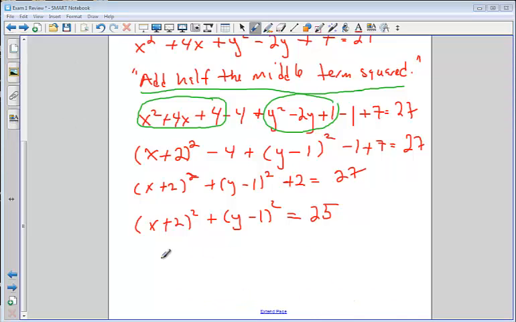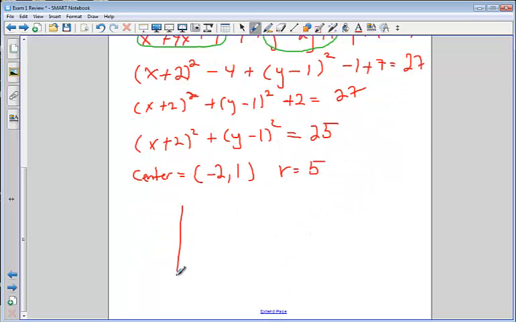And so the center of my circle is given by negative 2, comma 1. Right, negative because it's x minus a negative 2, and then 1 because it's y minus k, so k is 1. And then my radius, of course, this is r squared right here at 25, so r is equal to 5. And I could even draw this if I really wanted to.